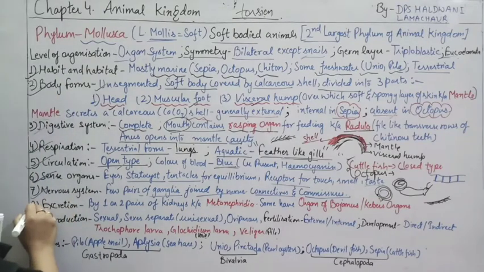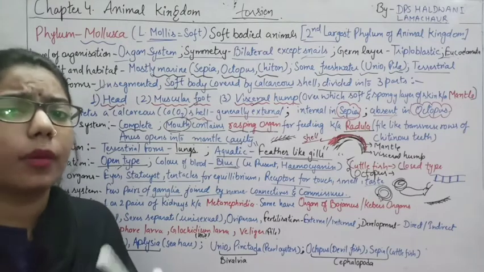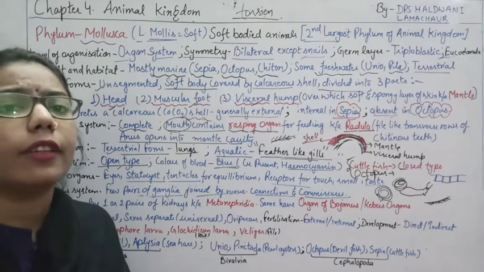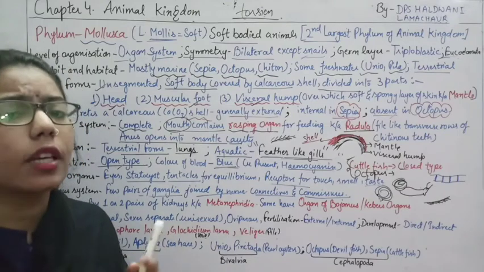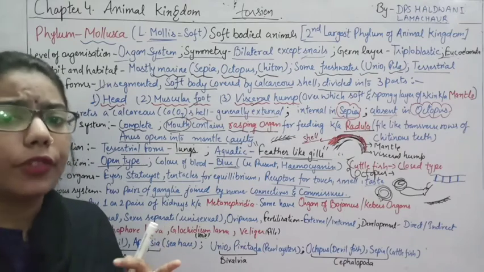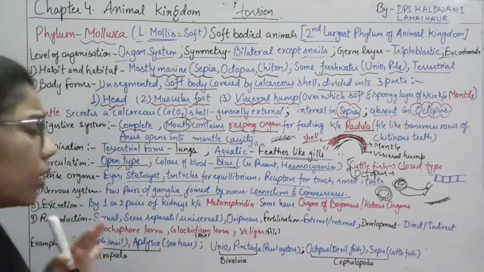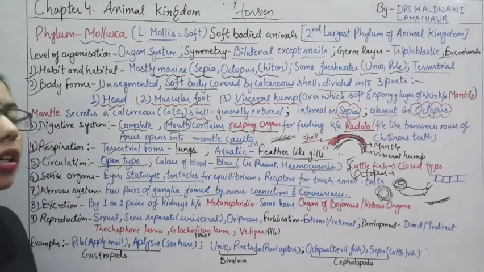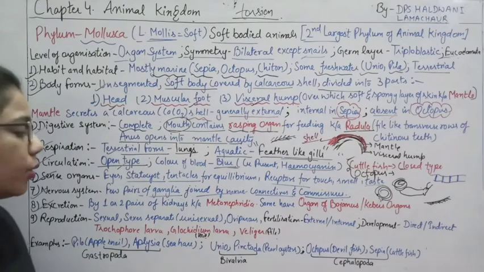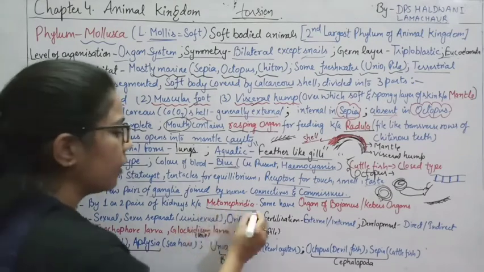Now comes to the excretion. How they are excreting. In the previous phylum we have done different excretory organs are present. We have discussed the flame cells, we have discussed the nephridia, we have discussed the H-shaped renette cells. So these were the excretory organs. So if you talk here in case of this phylum Mollusca, what type of excretory organs are present here? Metanephridia.